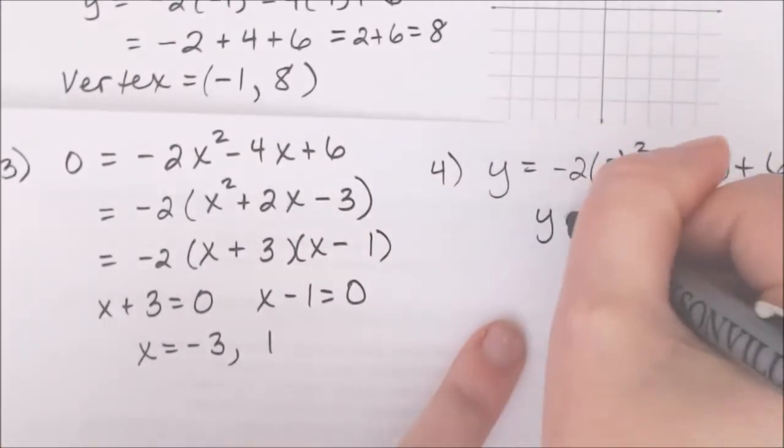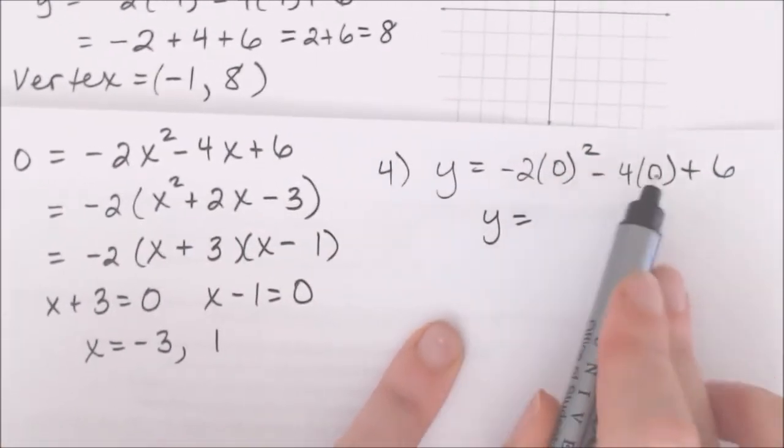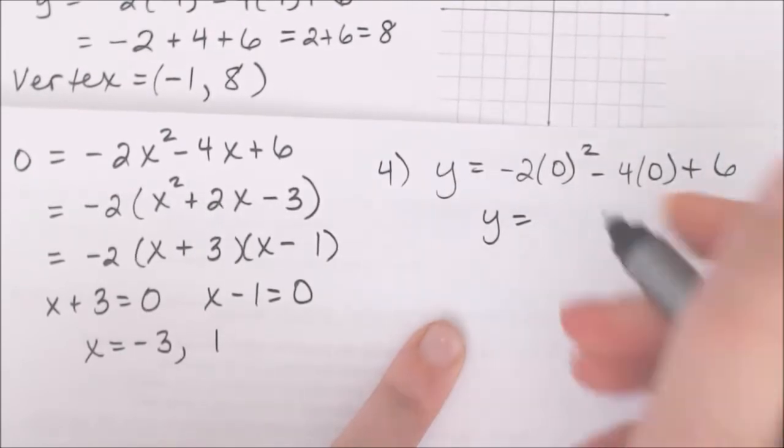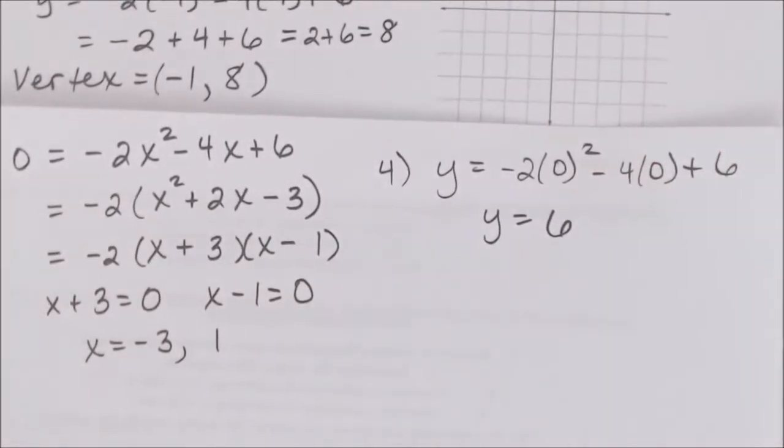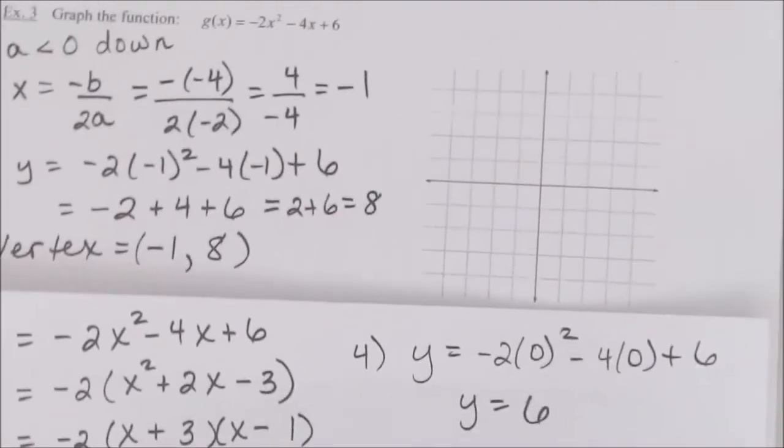And so that gives me a y value. Notice that's 0, that's 0, and that just leaves me with 6. So I get a y-intercept of 6. So let's go ahead and see what we can do with our graph here.